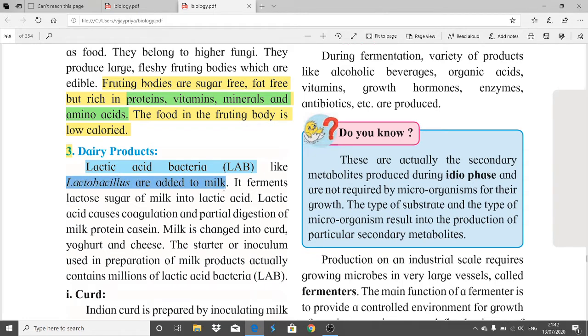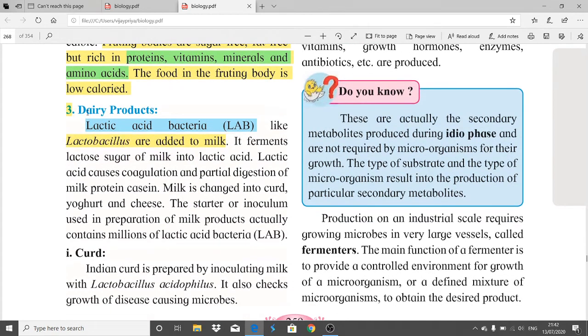They are added to milk. Again, this is very important as you are talking about the dairy products, okay? So it ferments lactose sugar. If we add the lactobacillus into the milk, that means we are artificially inoculating the lactobacillus. Try to understand this, okay? In the dairy products, we are artificially adding something in the milk. It is not a natural phenomenon.